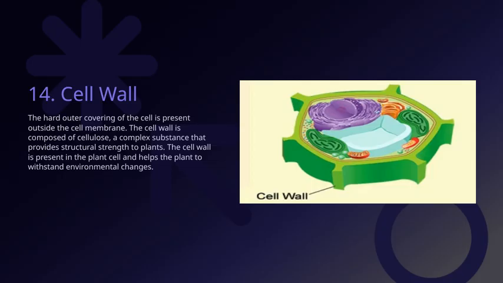So, in the broader context of cell structure, the cell wall plays a vital role in ensuring the plant's stability and survival in its environment.